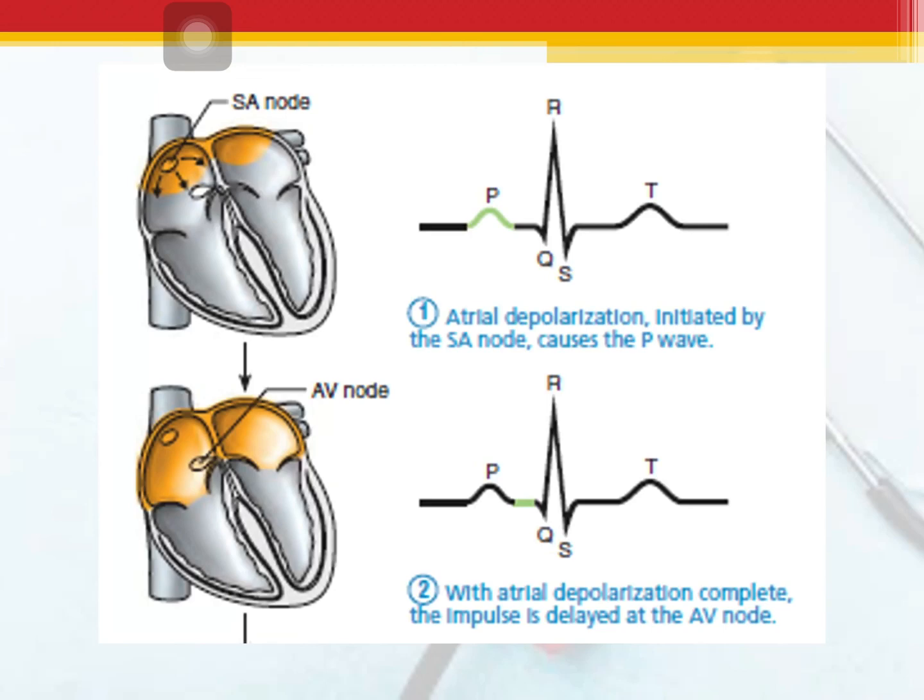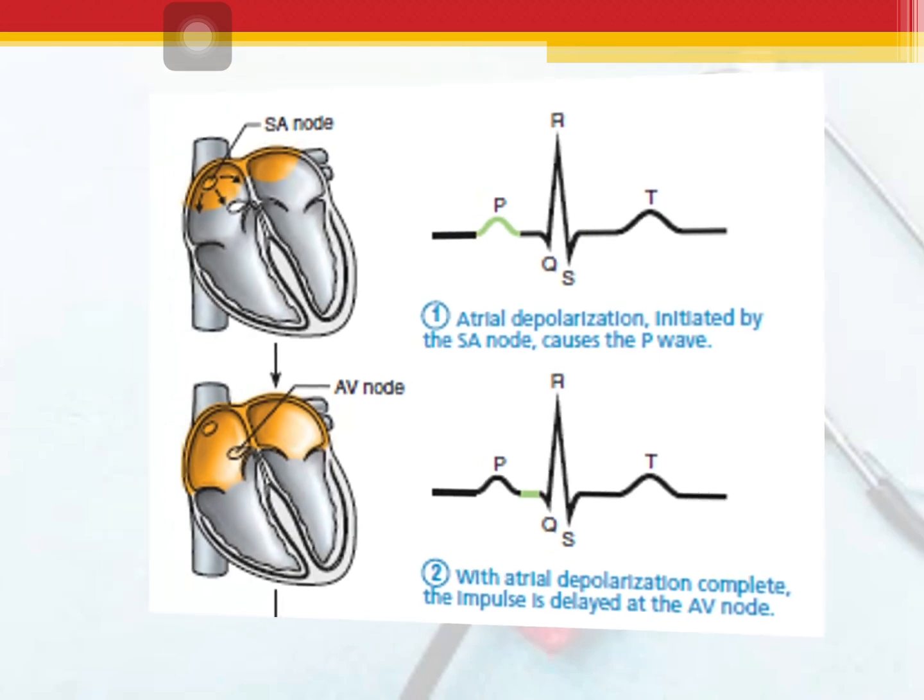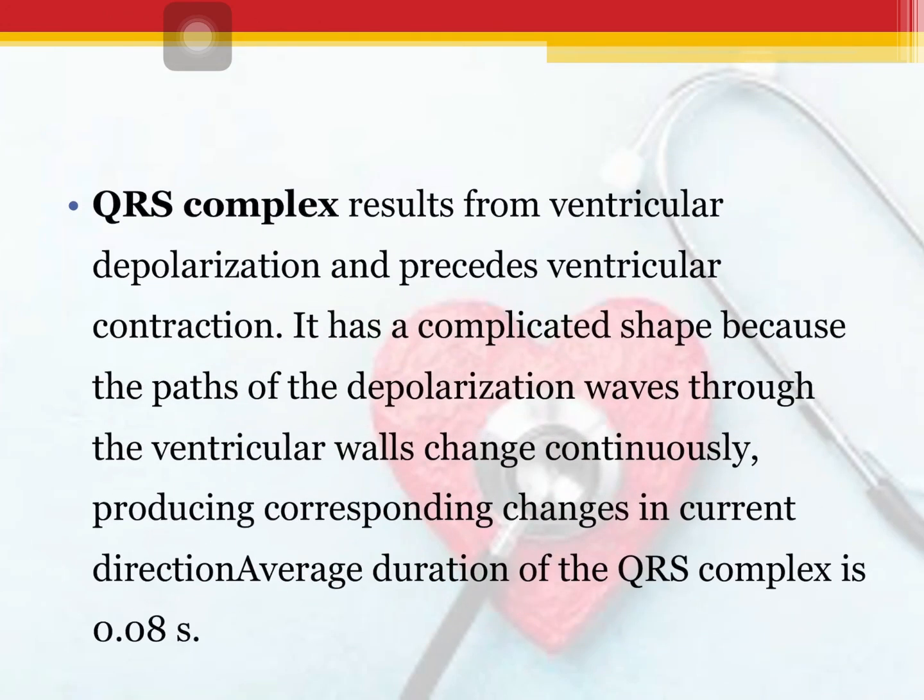So again, the P wave is caused by the atrial depolarization initiated by the SA node, which is the pacemaker of the heart. When atrial depolarization is complete, the impulse is delayed at the AV node. As you can see here, that's why the line graph is flattened, because there is a delay of the impulses from the SA node to the AV node.